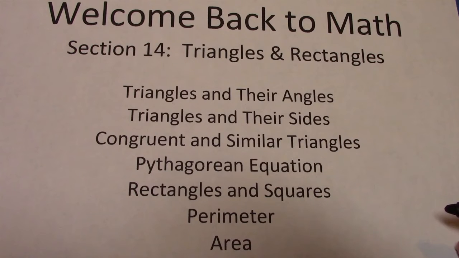Welcome back to math. This is section 14, triangles and rectangles. We're going to talk about triangles and their angles, triangles and their sides, congruent and similar triangles, the Pythagorean equation, rectangles and squares, perimeter, and area.